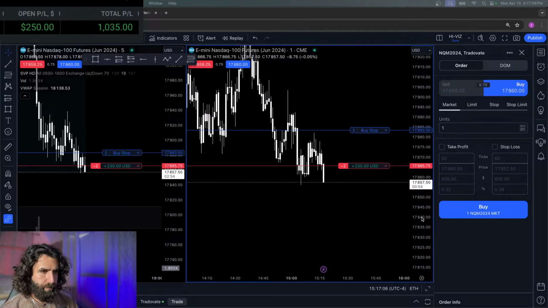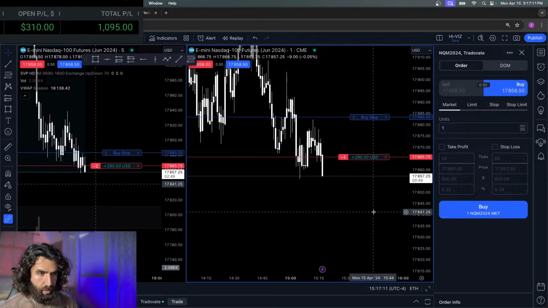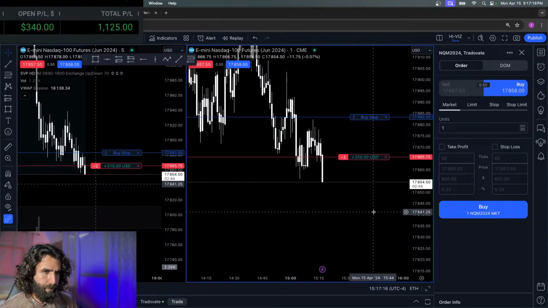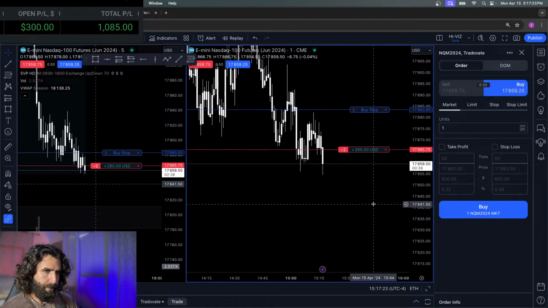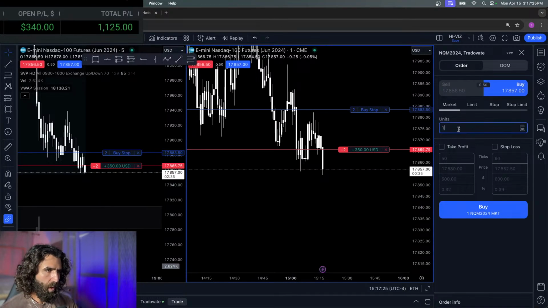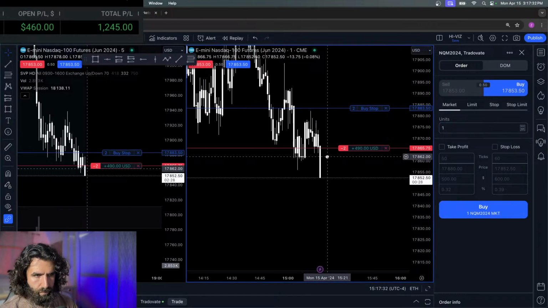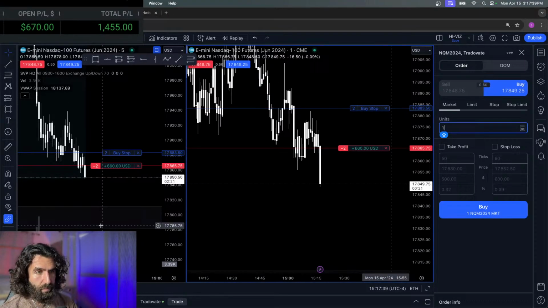There we go. Can we continue this nice push down? Got to get below that low and continue that with some momentum. There we go. Very nice. Not going to move the stop loss to break even yet. I will scale out near a 1-to-1. I really don't want to because I think it's going to run down to this zone.